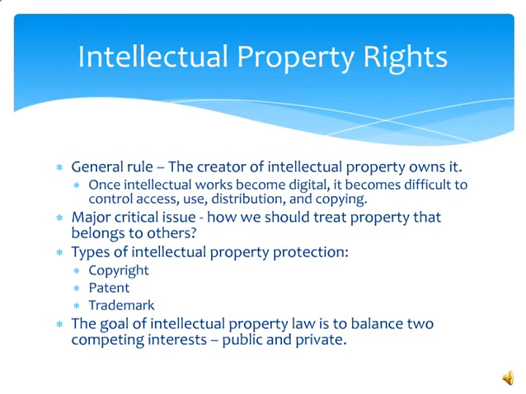There are three types of intellectual property protection. Copyright law protects original forms of expression. A patent grants the owner a 20-year exclusive monopoly on the ideas behind an invention. Trademarks are marks used to identify and distinguish goods and indicate their source. The goal of intellectual property law is to balance two competing interests, public and private.